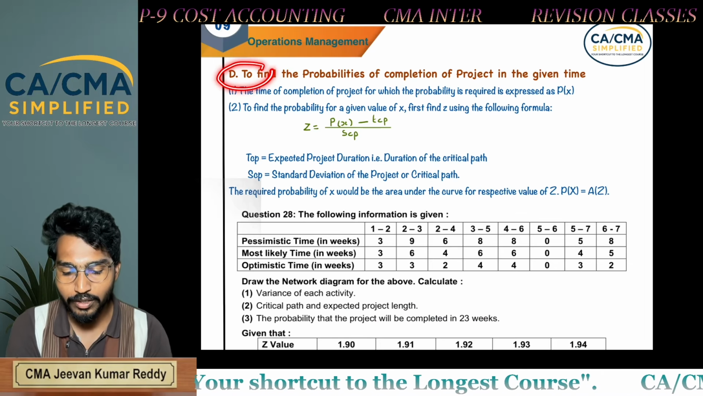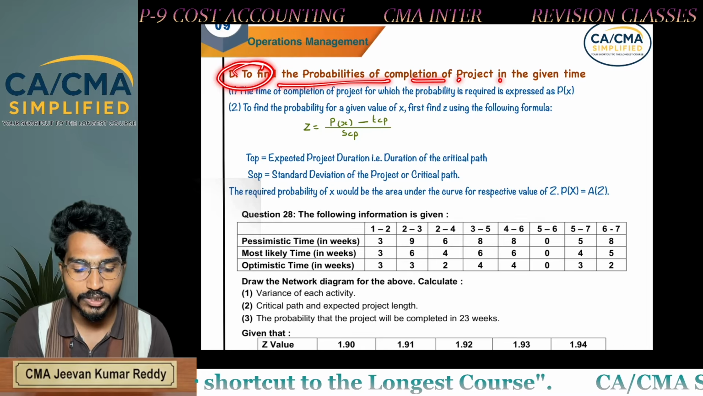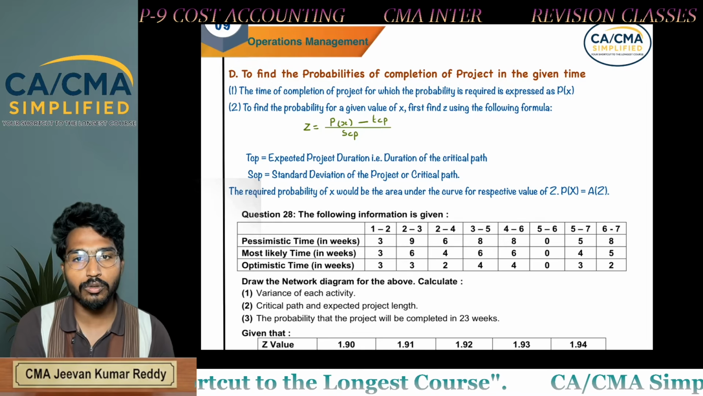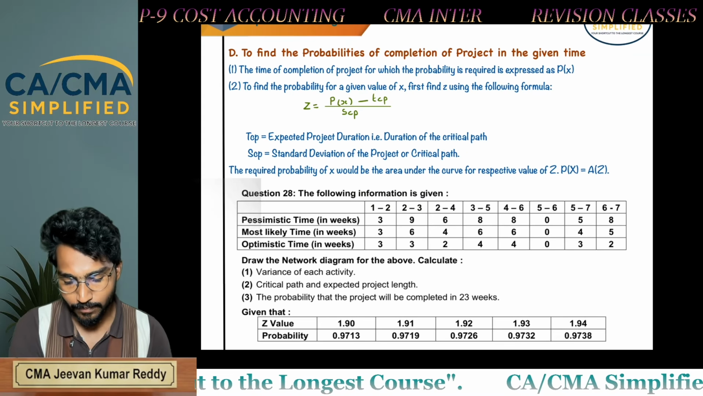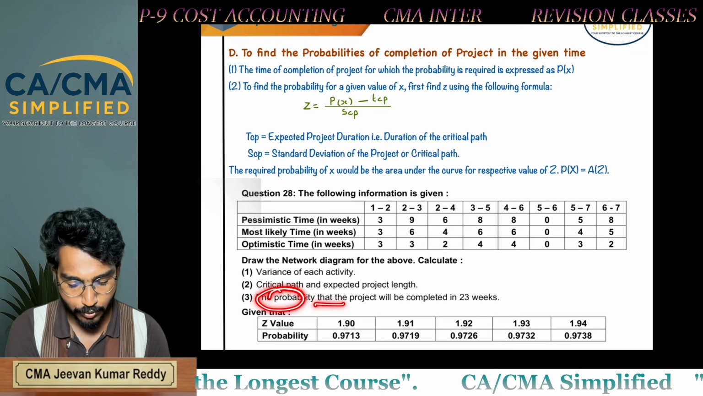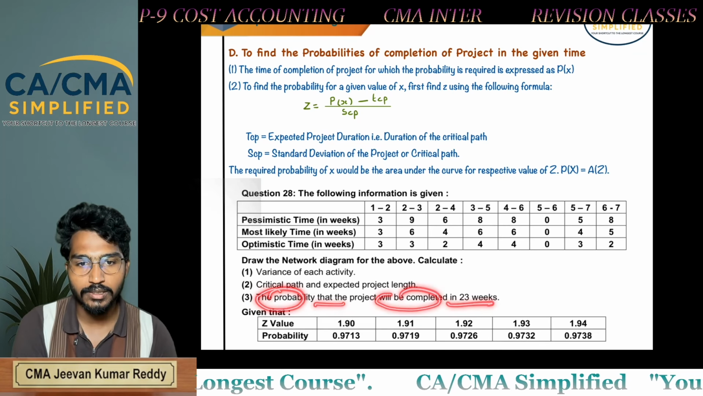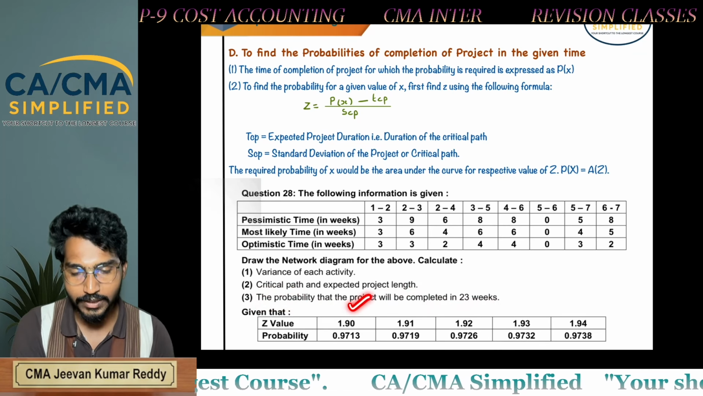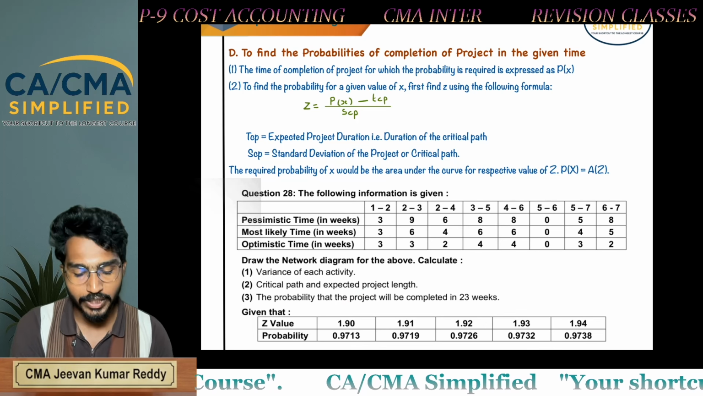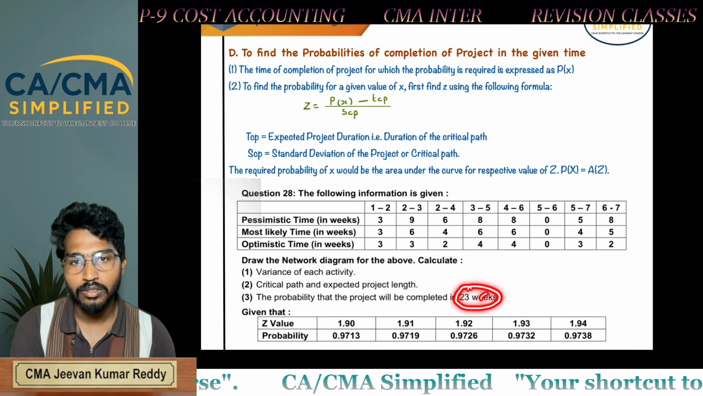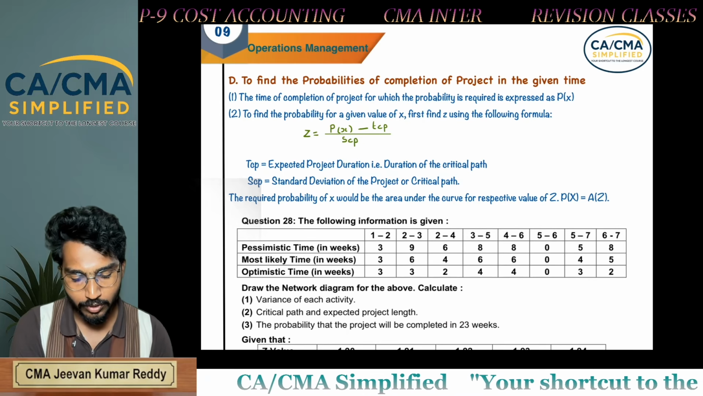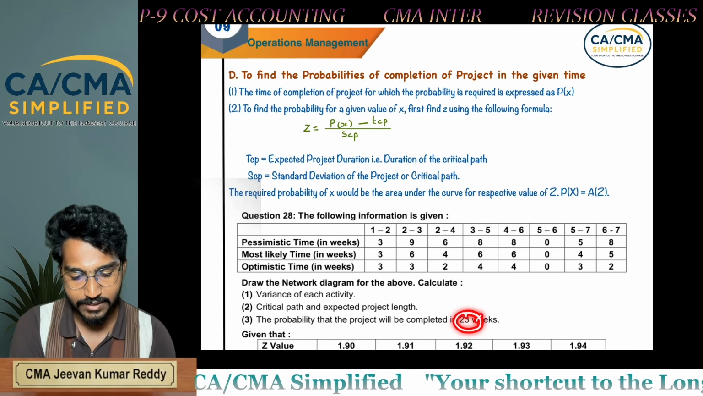Next, to find probability of completion of project in the given time. Sometimes in the question they ask like this: the probability that project will be completed in 23 days. So what is the percentage that project will be completed in 23 weeks? At that particular time, take this 23 weeks as px.